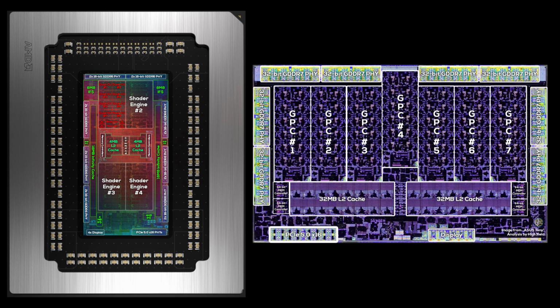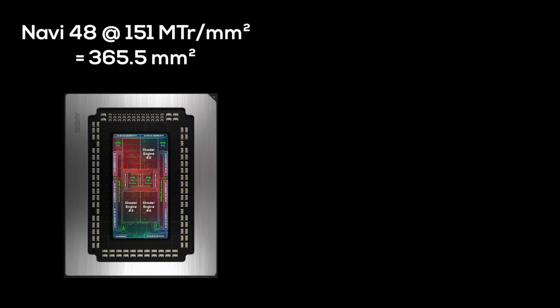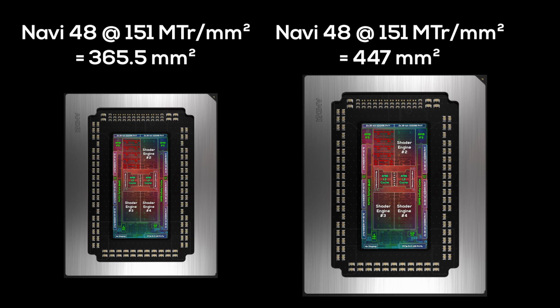So how do we explain the 25% density advantage of Navi 48 we've talked about at the start of the video? What's AMD's magic sauce? GB203 with the same 151 million transistors per square millimeter density as Navi 48 would only be 302 square millimeters in size, a reduction by 76 square millimeters, which is more than an entire Zen 5 CCD. And Navi 48 with Nvidia's lower 120.6 million transistors per square millimeter density would be a massive 447 square millimeter chip. To be honest, it's almost impossible to figure out with the limited information we have.